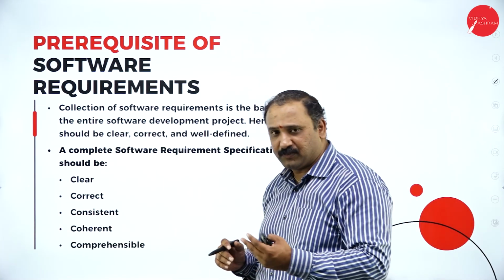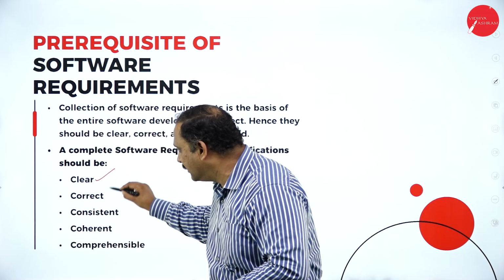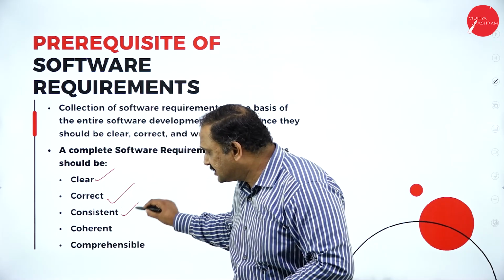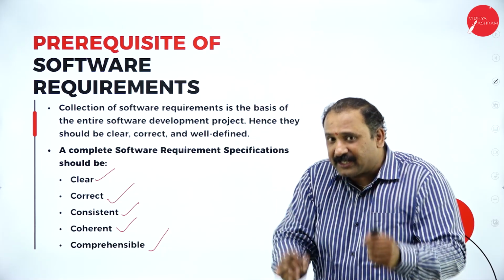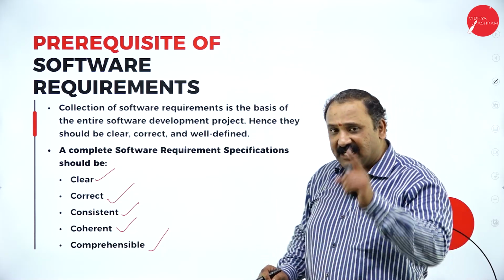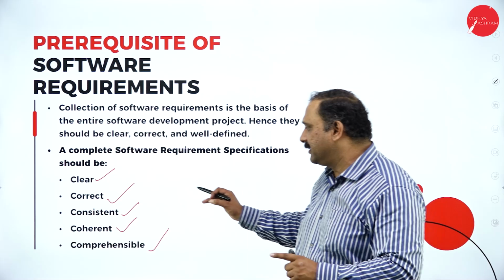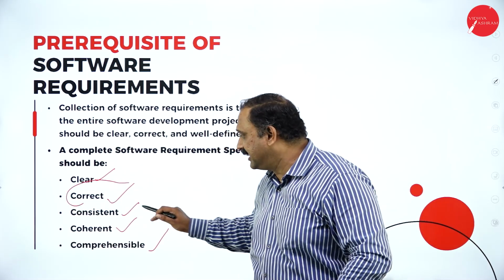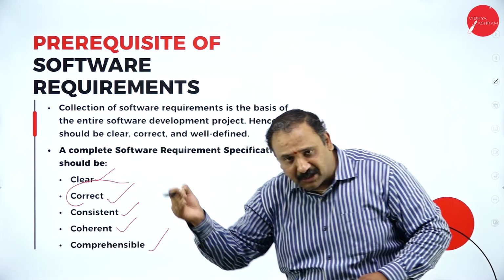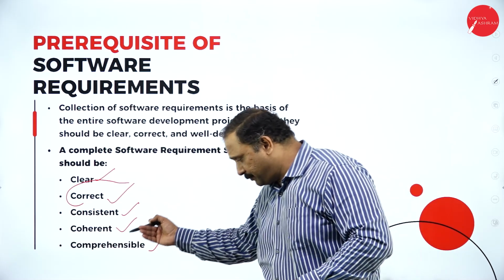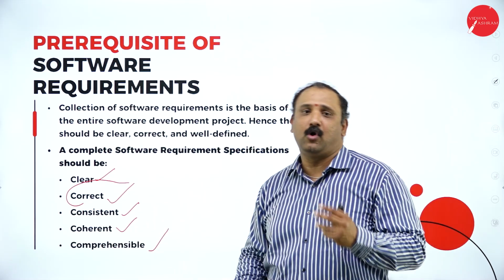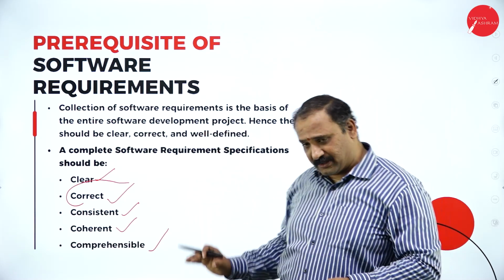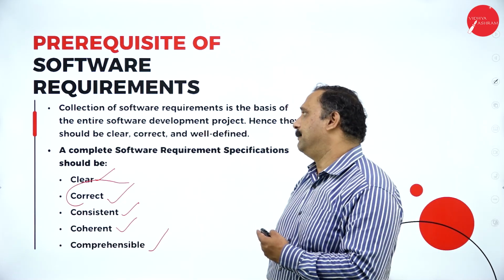Finally, the prerequisite, which talks about needs to be clear, it needs to be correct, consistent, coherent, and comprehensible. So when you do this entire requirement engineering analysis, the contents need to be clear enough, need to be correct content, it has to be consistent in terms of the flow of data, it should be coherent, which means meaningful, and comprehensible, understandable to all of us. Then only this entire requirement analysis will get completed.